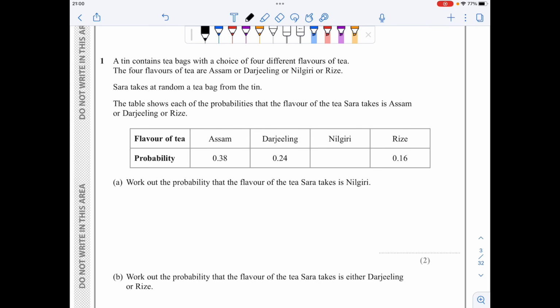For question 1, let's call the missing probability x. So 0.38 plus 0.24 plus x plus 0.16 must be equal to 1. And if you solve this for x, you will get 0.22.